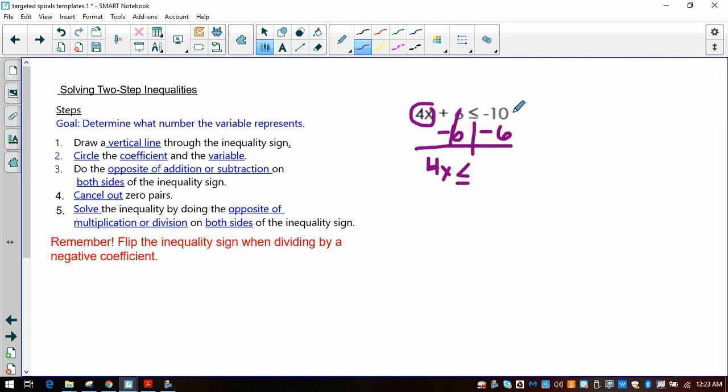Then I'm going to take care of negative 10 minus 6. Since both of these numbers are negative, I'm going to add them and keep the sign in my answer. So negative 16. Okay, so you're at 4 times x is less than or equal to negative 16. Our next step is to divide both sides by 4.